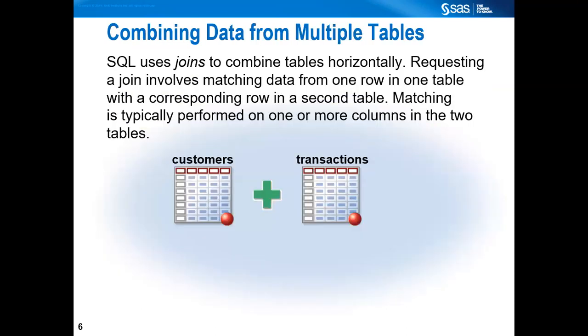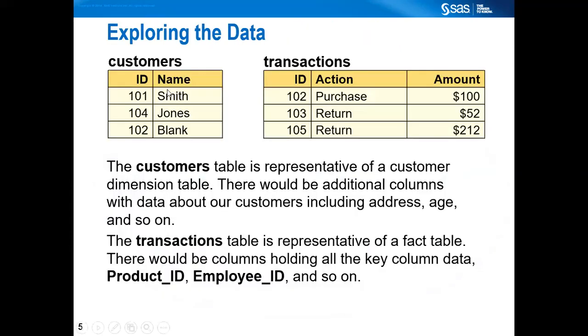To combine data from multiple tables, we are going to use SQL join as a concept. We'll be using SQL joins to combine tables horizontally. The concept is a horizontal join, that is, sideways. Requesting a join involves matching data from one row in one table with the corresponding row in a second table. That is what it's telling. From one table, one row which is common in the corresponding table with the second row. So this is common, correct?